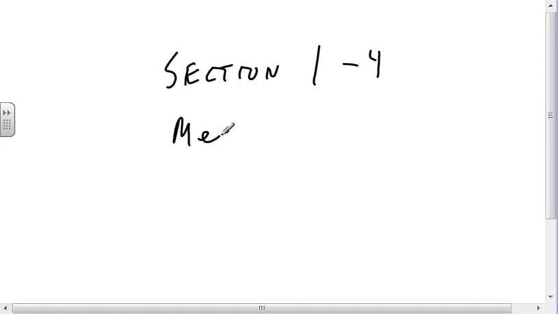This is Tech Math 2, and we're in section 1-4, which has to do with measuring things. Measurement. Not too bad. So now we have a situation. We could have exact numbers.